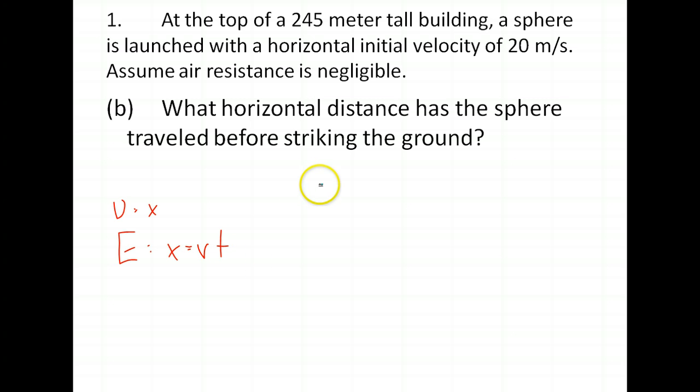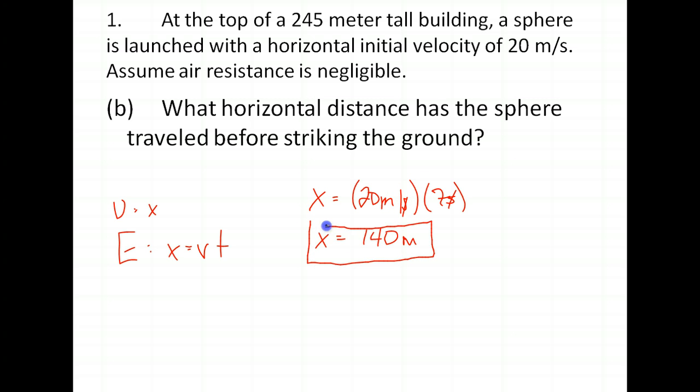So when we plug those numbers in, our horizontal velocity was 20 meters per second. Our time, we just learned a few minutes ago, was 7 seconds. And so we simply multiply those two together, and x equals 140, cancel out our seconds, meters. So that projectile will hit the ground 140 meters away from the tower.